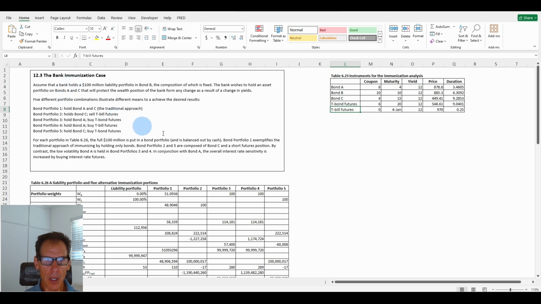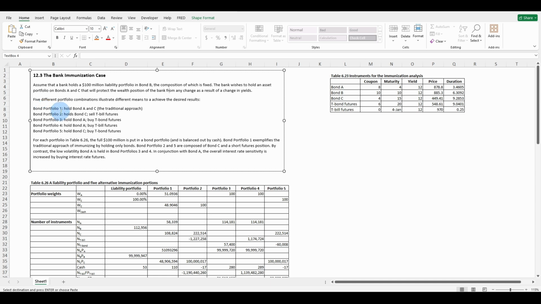Assume that a bank holds a $100 million liability portfolio in Bond B, the composition of which is fixed. The bank wishes to hold an asset portfolio of bonds A and C that will protect the wealth position of the bank from any changes as a result of a change in yields. Five different portfolio combinations illustrate different means to achieve the desired results.